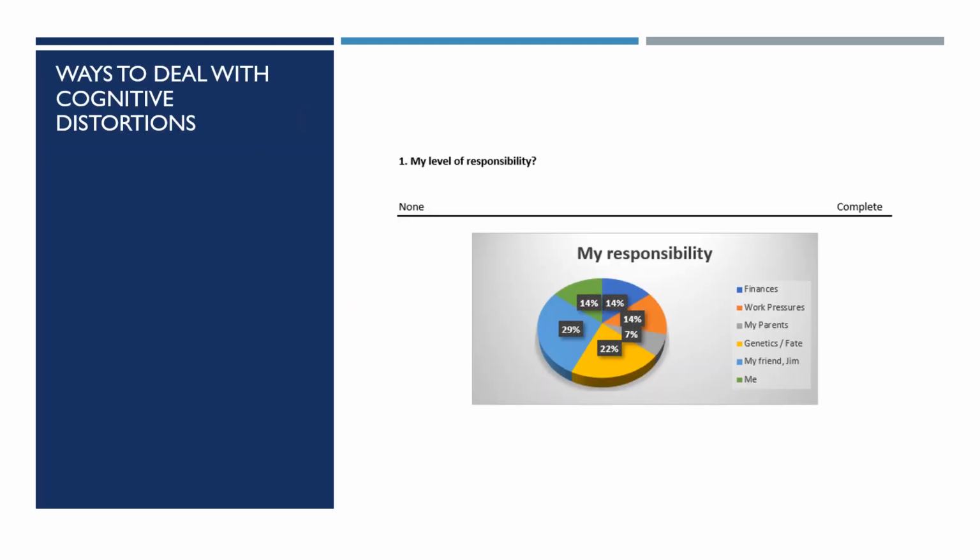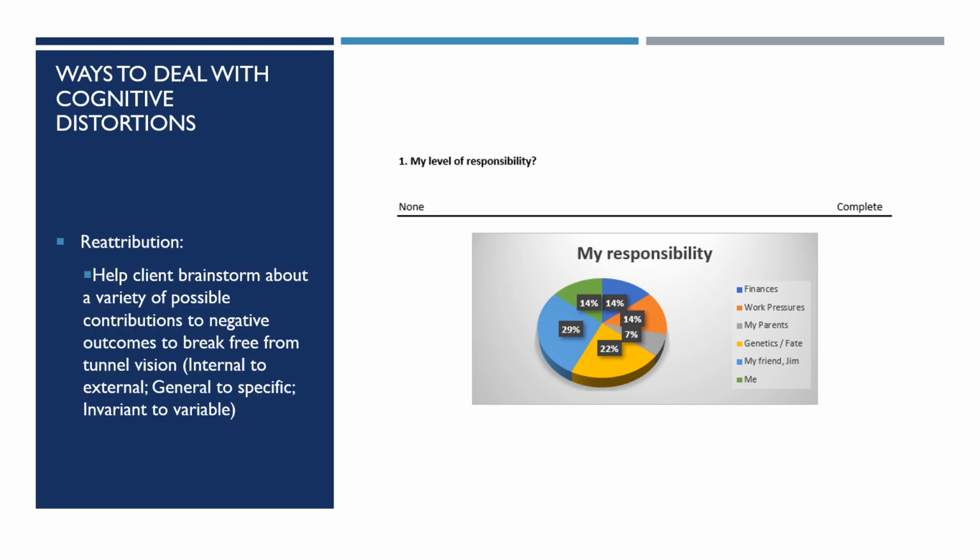Another technique that you can use to help your clients deal with cognitive distortions is reattribution. Basically, you're helping clients brainstorm about a variety of different possible contributions to negative outcomes to break free from tunnel vision. Tunnel vision is another commonly found cognitive distortion.